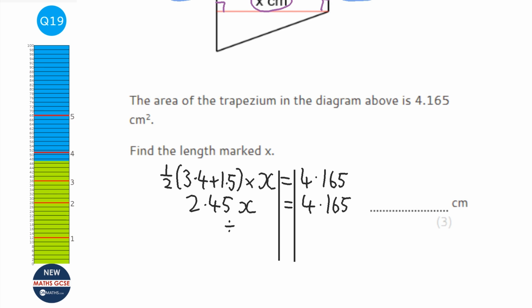So we're going to divide both sides by the coefficient of the x, the number before the x, which is 2.45, so we just get x on its own.